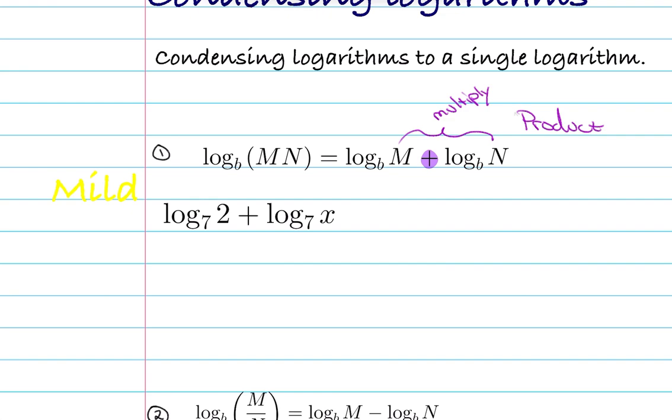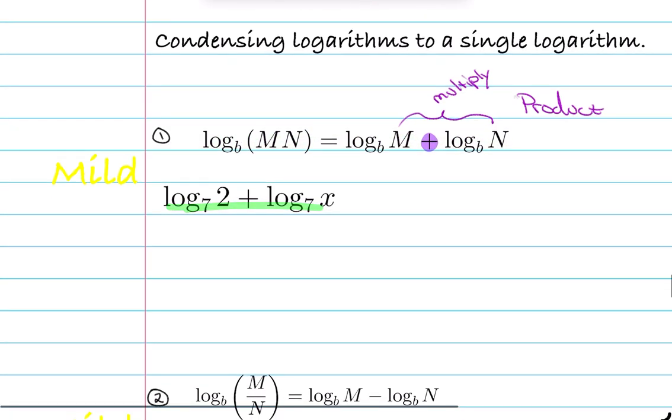This is our mild example, kind of a formula if you want to follow. We have the log base 7 of 2 plus the log base 7 of x. Notice that the bases are the same. You want your bases to be the same. If your bases are not the same, you cannot use this property. Okay, so our bases are the same.